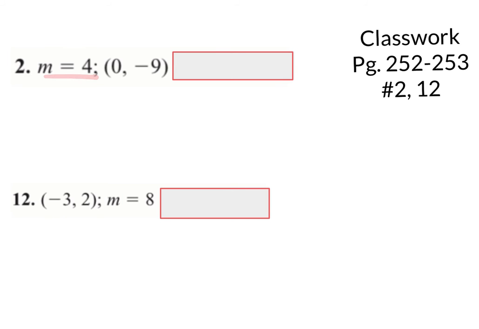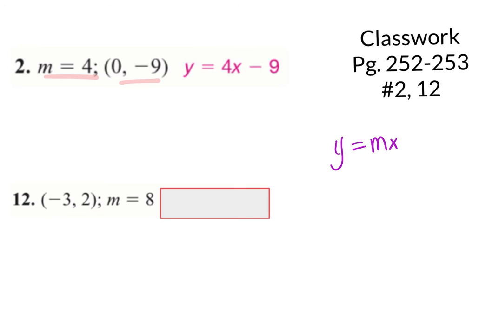Our b, right? Our y-intercept. So you just literally had to plug that in. Y equals 4x minus 9. Okay? Y equals 4x minus 9. So we literally just had to take our equation, y equals mx plus b, and we plugged in our m and our b.